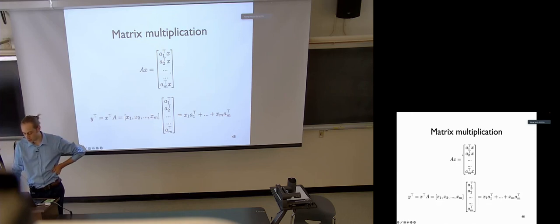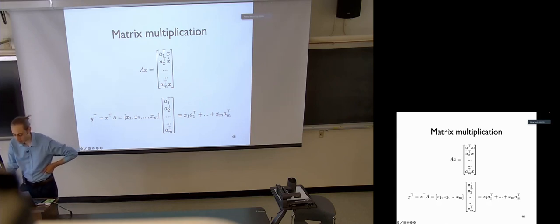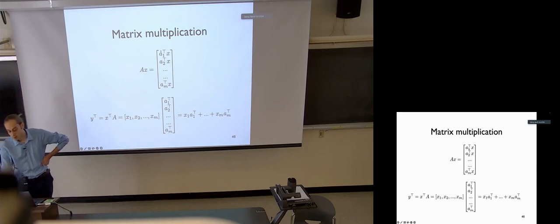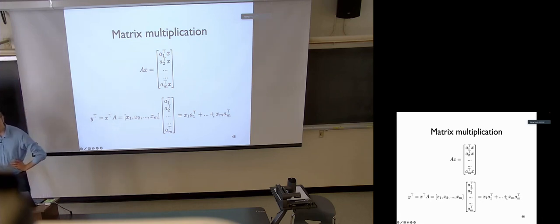So that's matrix multiplication. We have A times x, and we get these results. This is another way to express it. This is an inner product between a1 transpose times x and so on, and this is a 1D vector. Similarly, we can also do x transpose A, and this will be something called y transpose. Then this will be vectors of x's times the a1 transpose, which will be this.